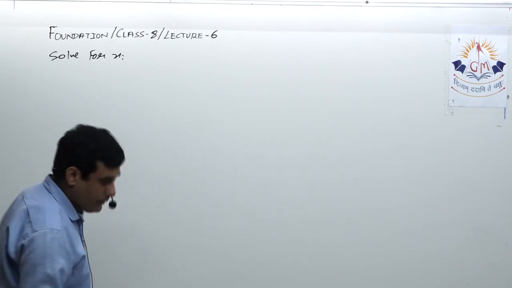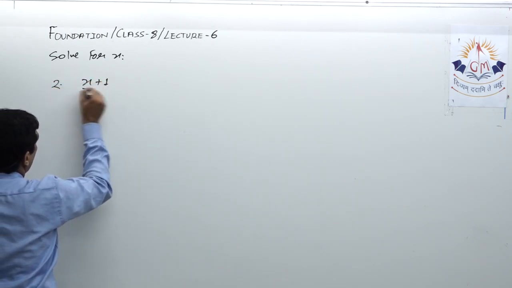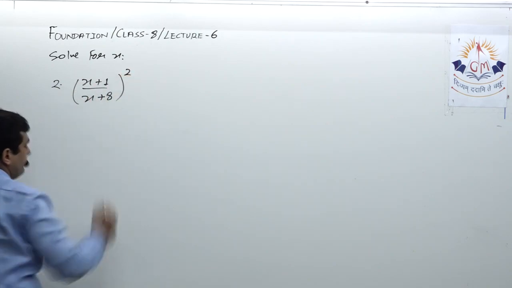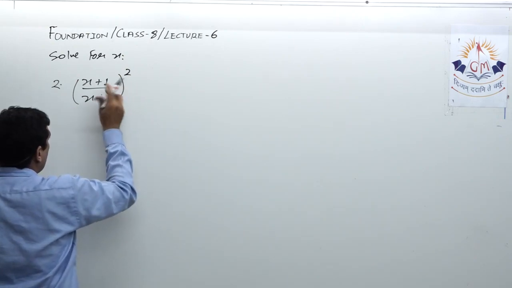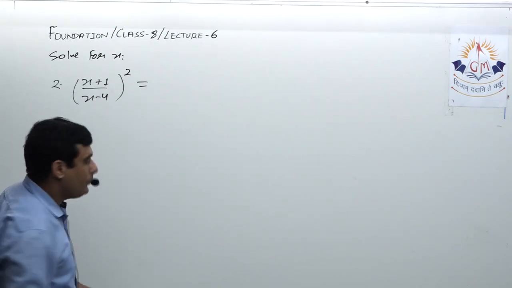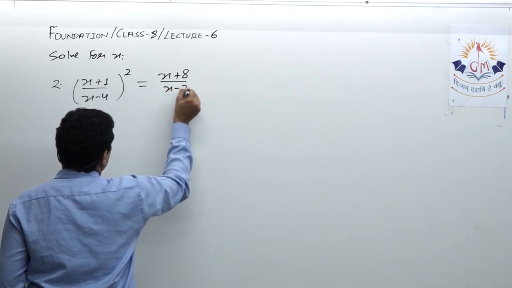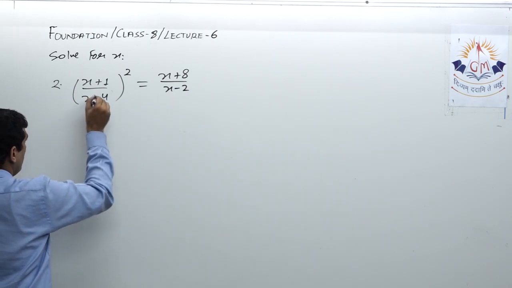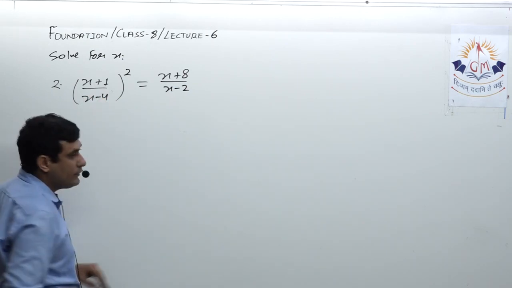As I told you, (x plus 1 upon x minus 4) whole square is equal to (x plus 8) upon (x minus 2). Okay, so now again we'll start with the same thing.